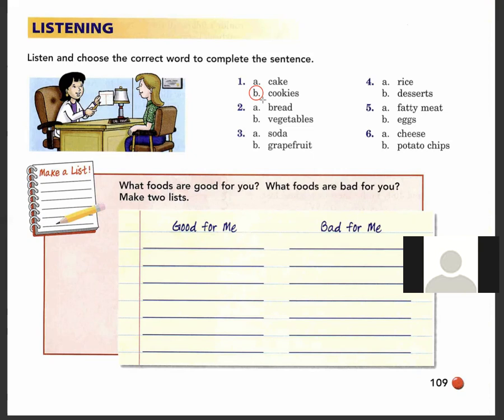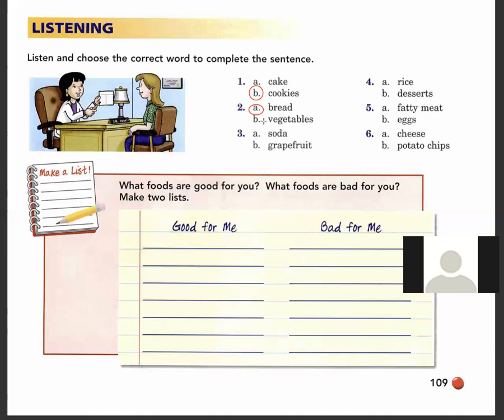Number 2, I had my annual checkup today. What did the doctor say? He said I must eat less. Less what? Less fatty meat. For number 2, less bread. Excellent. Number 3.